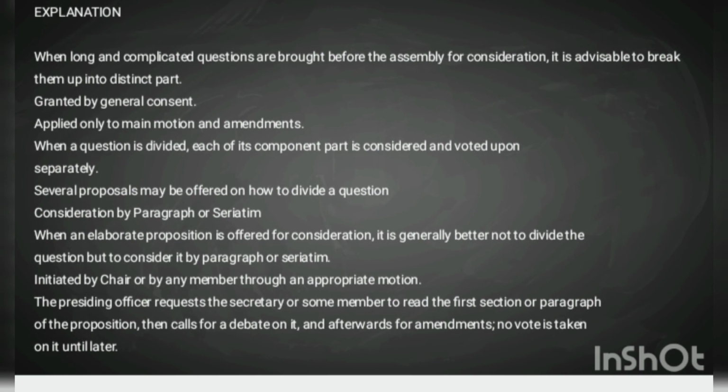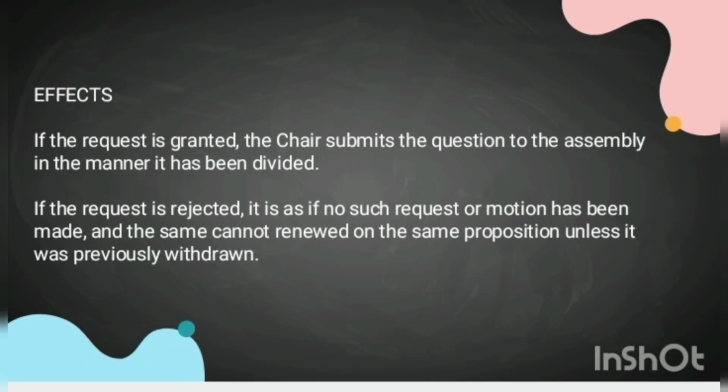After all the paragraphs have been read and examined separately, the presiding officer requests that the entire proposition be amended further. At this point, changes to the original provisions or the addition of new ones may be made. If no other changes are offered, the chair puts the complete proposition as revised to the assembly for a vote. These are the effects of a motion to divide a question.